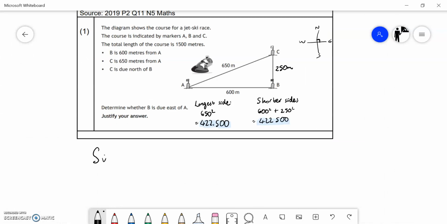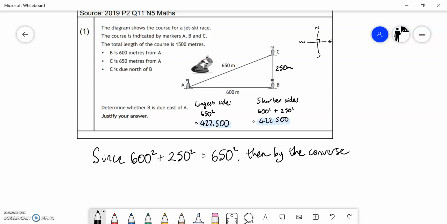We'll say, since 600 squared plus 250 squared is equal to 650 squared, then by the converse of Pythagoras, the triangle is right angled.